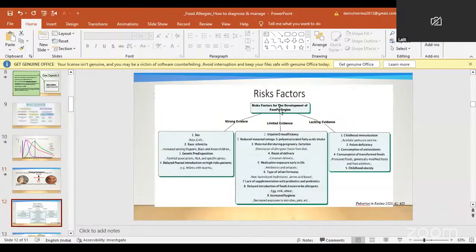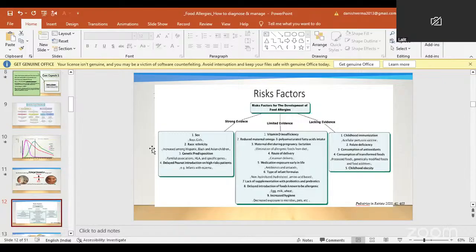Now, here are some of the risk factors for development of food allergies. Some are strong, some limited, and some lacking evidence. The strong evidence suggests that sex does not matter; boys and girls have equal risk of food allergies. Race-wise, Hispanic, Black, and Asian populations have higher incidence compared to white ones. Genetic, definitely; familial association is related with specific genes and HLA. And of course, delayed peanut introduction in high-risk patients is a no-no.